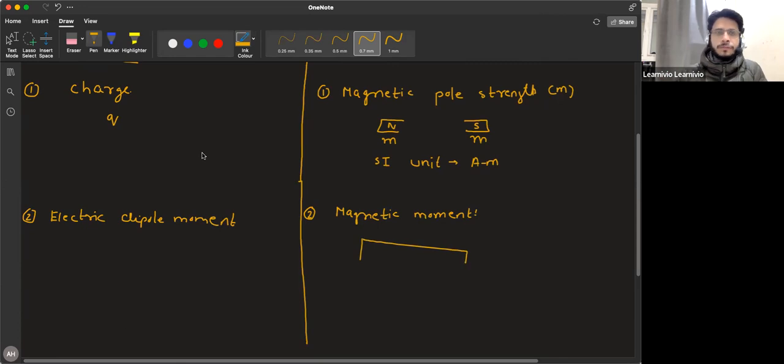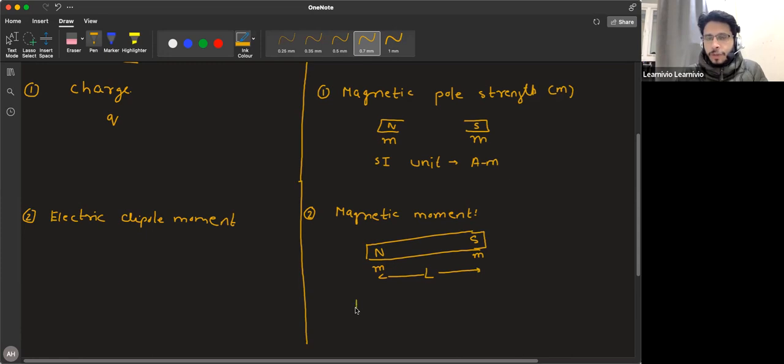If you take a bar magnet, this is the north pole and this is the south pole. The pole strength here is small m, and the pole strength here is small m. The length between the north pole and the south pole is L. The magnetic moment is represented by capital M, which is the product of pole strength multiplied by the length of the dipole, meaning the separation between the north pole and the south pole.